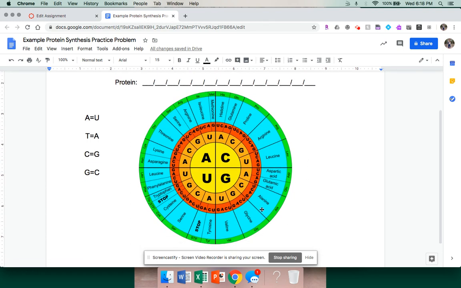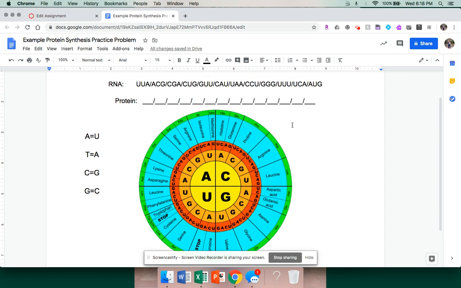So we have that chart here. The way this works is we're going to do it one codon at a time. We see the nucleotide or codon letters in the middle, and then we have the amino acid names and the amino acid abbreviations on the outside. So let's see how this works.